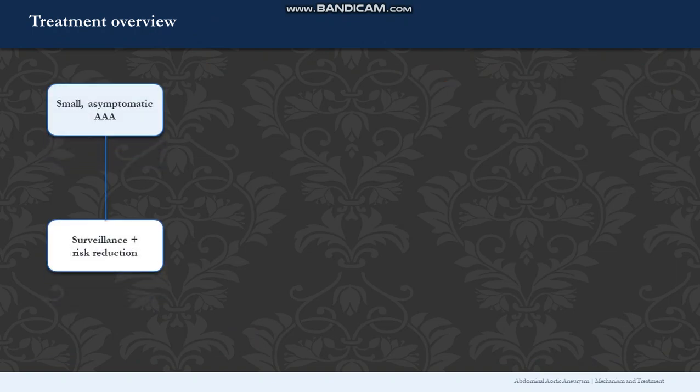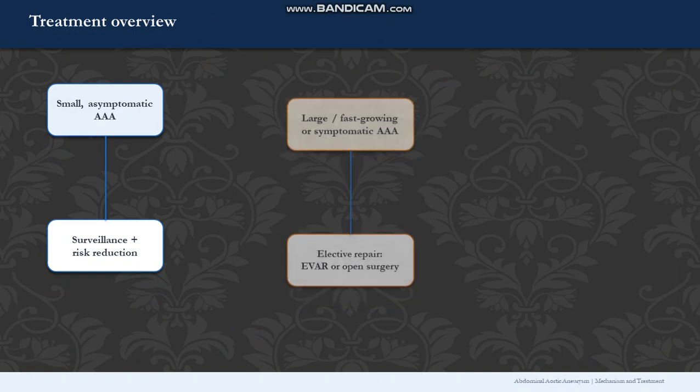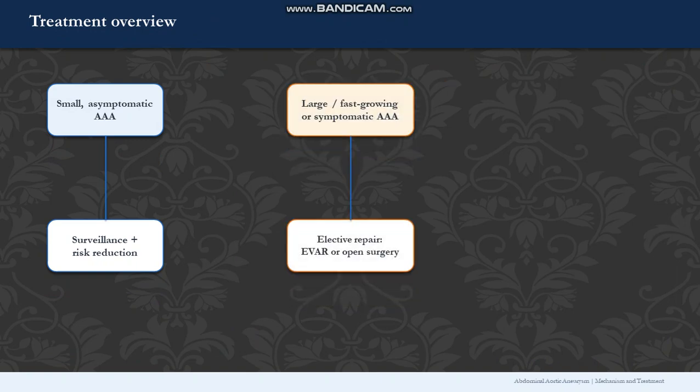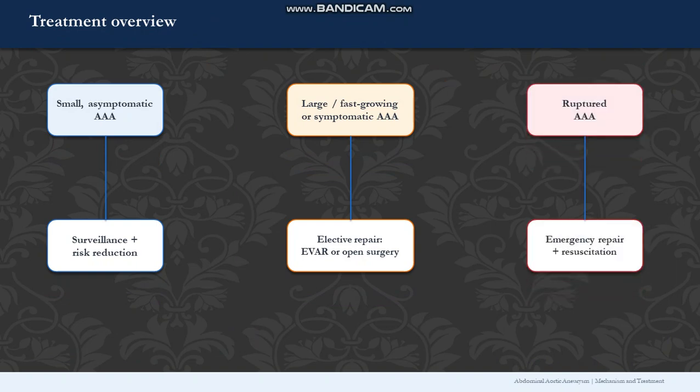This is the treatment overview. A small asymptomatic abdominal aortic aneurysm might need surveillance plus risk reduction, like cessation of smoking, exercise, and other key aspects. Second, if the aneurysm is large, fast growing, or symptomatic, elective repair, EVAR, or open surgery is required. If the abdominal aortic aneurysm ruptures, emergency repair and resuscitation are required.